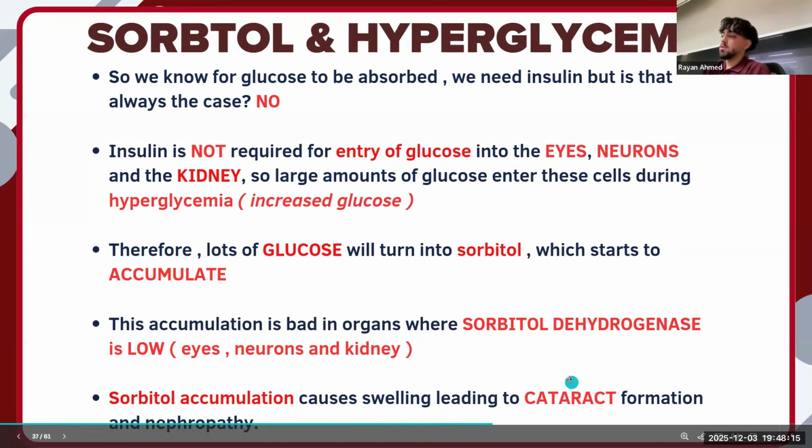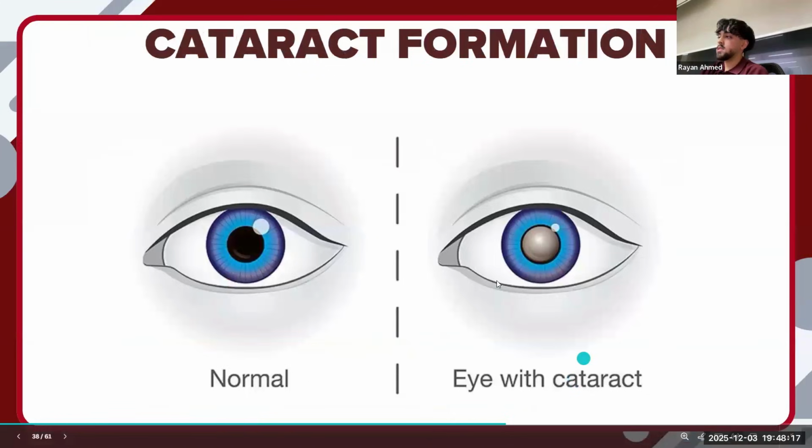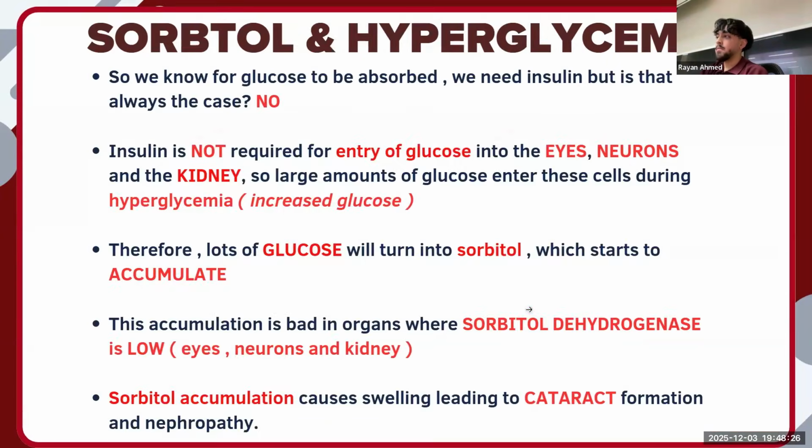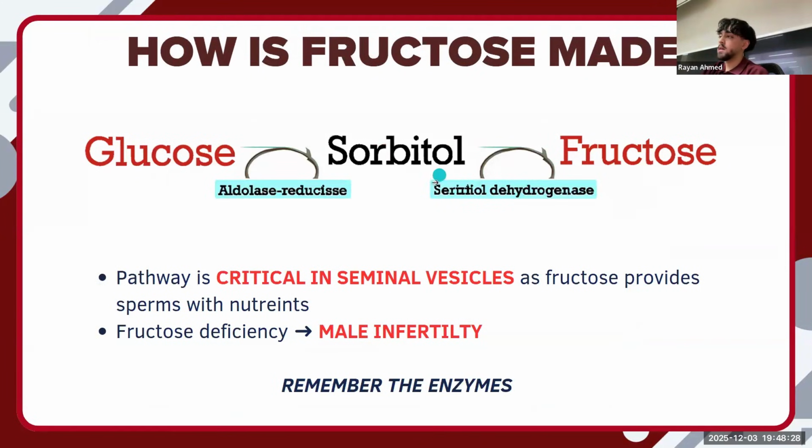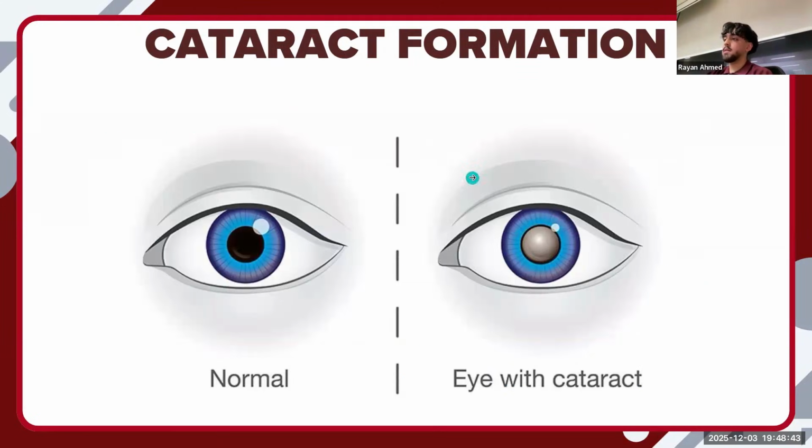For cataract, if you guys don't know, something with the eyes, eye with cataract. If you guys read this in the exam, remember this picture. And why is that happening? Because we don't have sorbitol dehydrogenase in eyes, kidneys, and neurons, right? Kidneys, nephropathy, and eyes, we have cataract. So remember, sorbitol accumulation, because we have very low sorbitol dehydrogenase, no fructose is being made, this is being accumulated. What will happen? Cataract. Okay, that's about it.